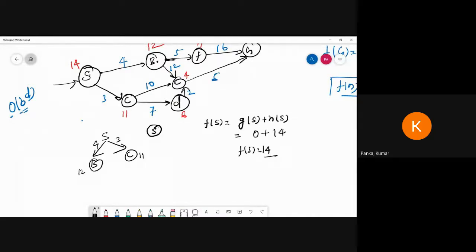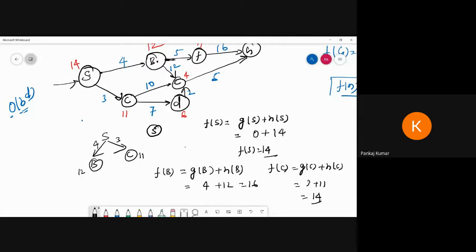So now I am going to calculate f of B. F of B equal to G of B plus H of B. So G of B हमारा कितना आया भाई? 4 plus 12, okay, 16. I'm going to calculate f of C equal to G of C plus H of C. So हमारे G of C is equal to 3 plus 11. That means 14. So which path you are going to select? F of S to C.